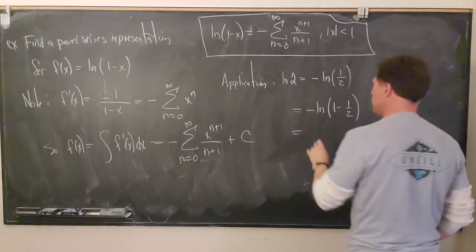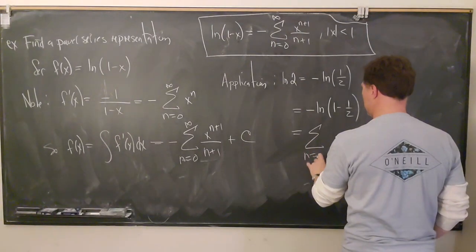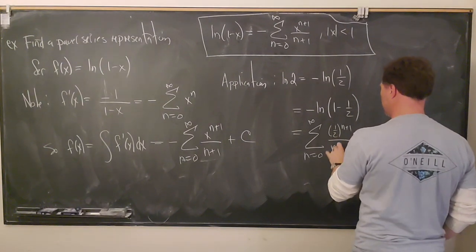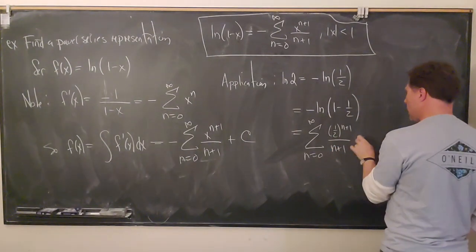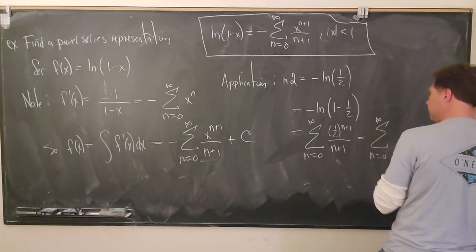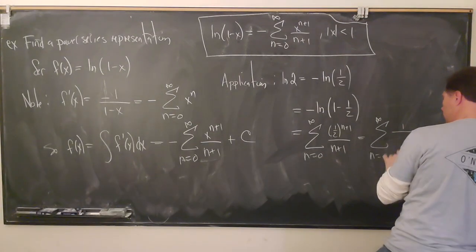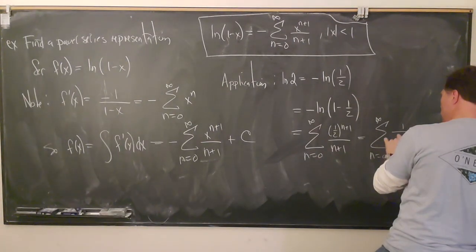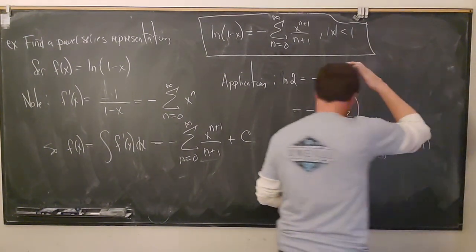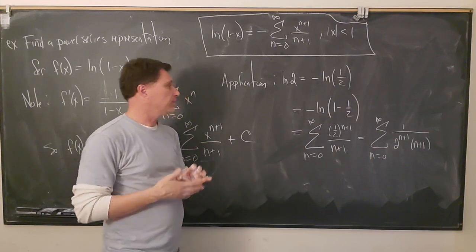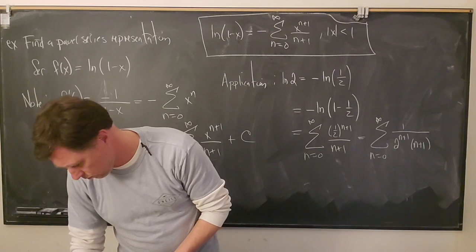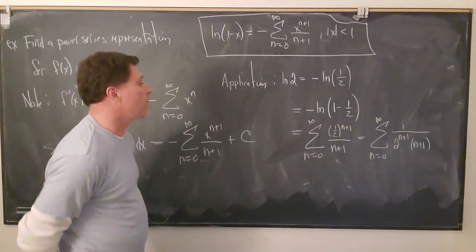So this is equal to sum n equals 0 to infinity, (1/2) to the n plus 1 divided by n plus 1. So that's equal to, let me write this in a little bit nicer form, sum n equals 0 to infinity, 1 over 2 to the n plus 1 times n plus 1. So here's what's happening. Make sure I wrote that down right. Yeah, that's fine.